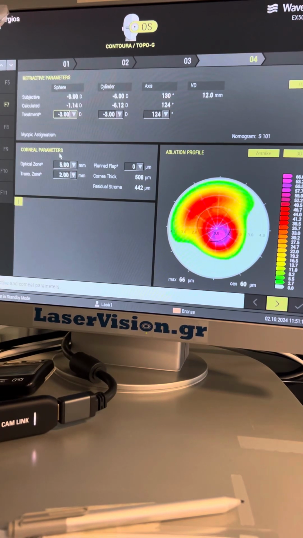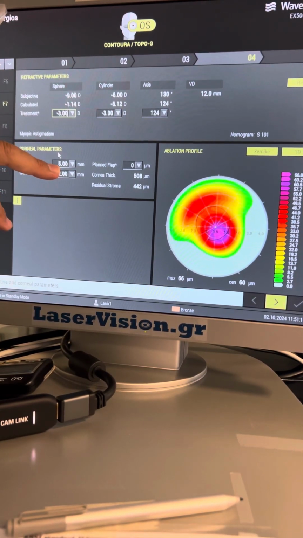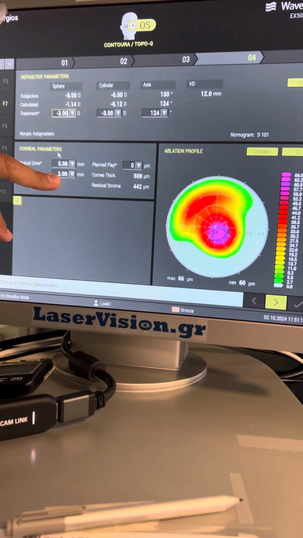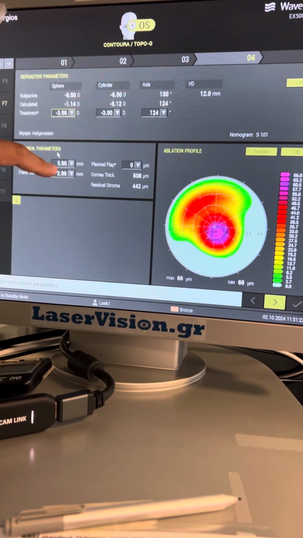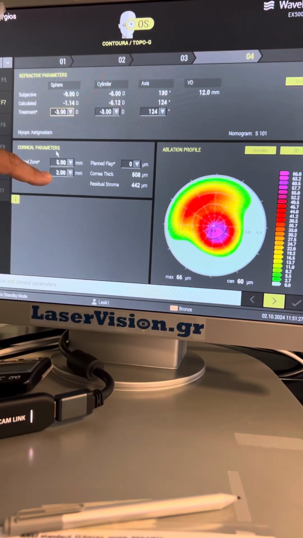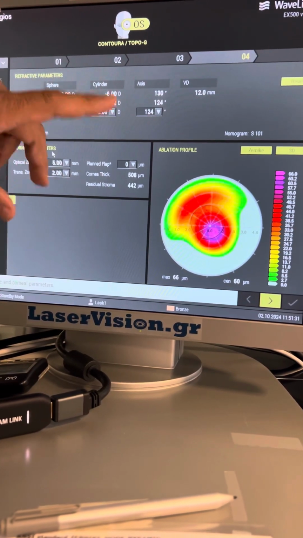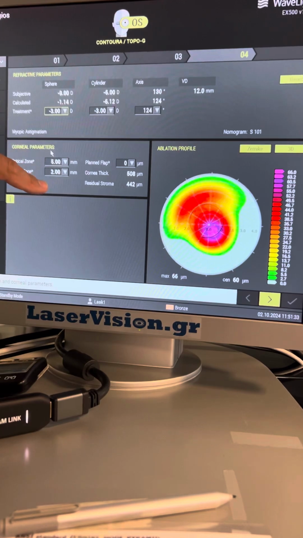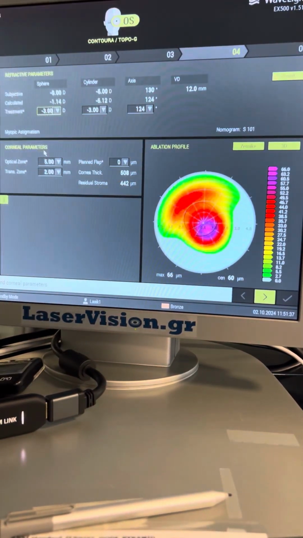And this is all we can do. Of course, outside the US, we can go down to the optical zone of 5, increase the transition zone. In the US, we cannot do a 5mm optical zone. We can go with the Contour software only down to 6 and a transition of 1.5. So this, of course, will remove less tissue, significantly less tissue. We're going to be removing centrally only 60 microns, so this is very important.